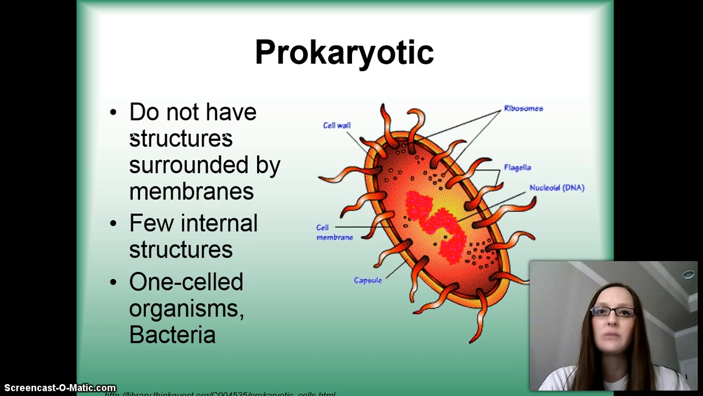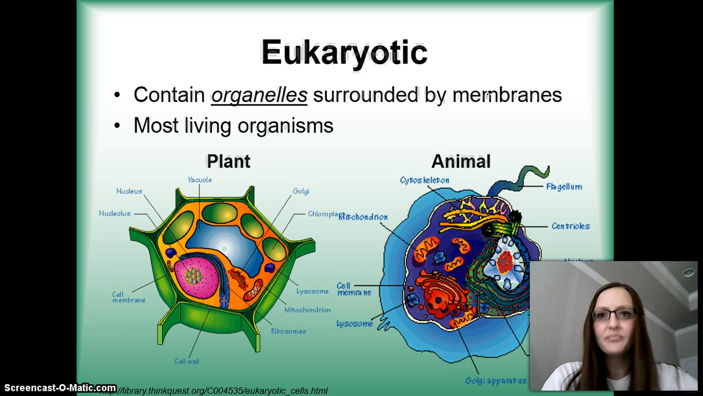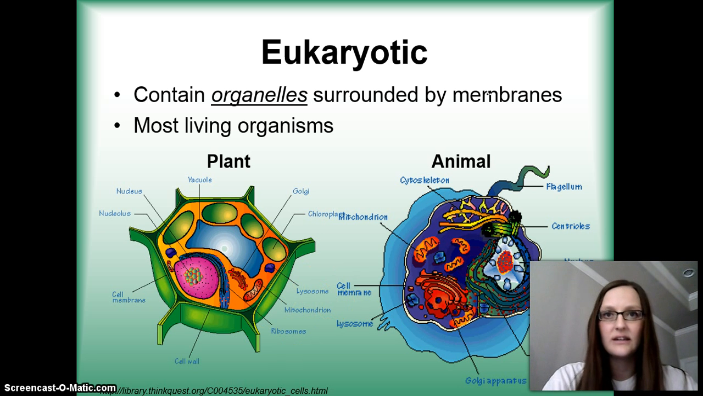Eukaryotes tend to be much more complex. Speaking of which, here we are. Okay, so eukaryotic cells, as we've discussed, they have organelles, organelles that are surrounded by membranes. This constitutes almost all living things that you are familiar with.